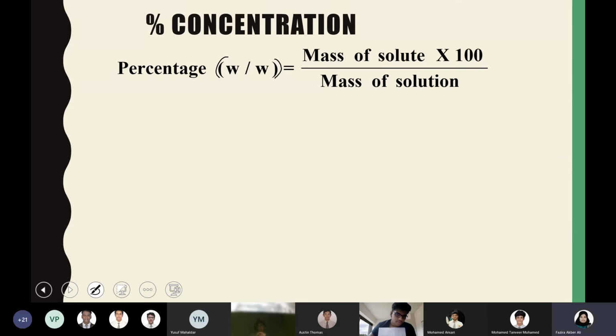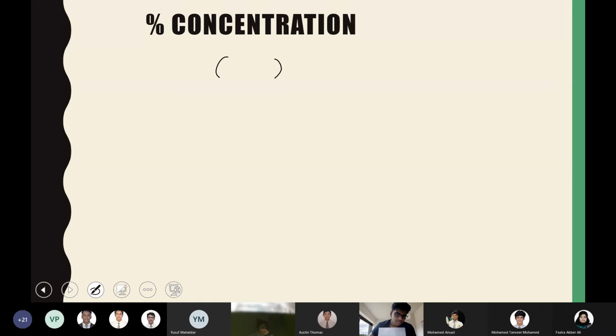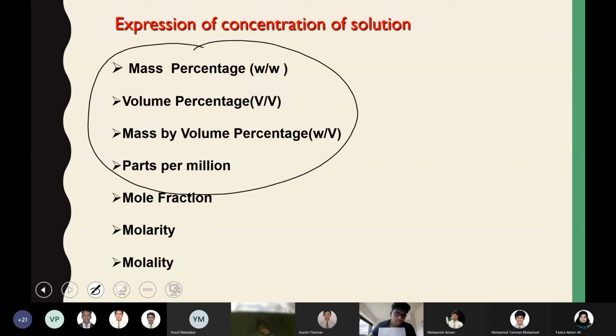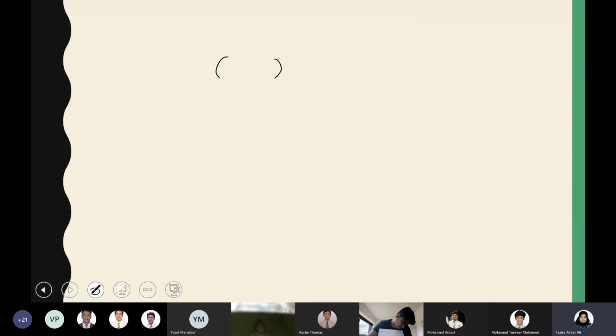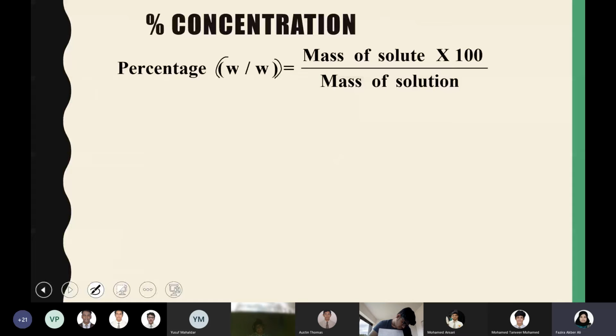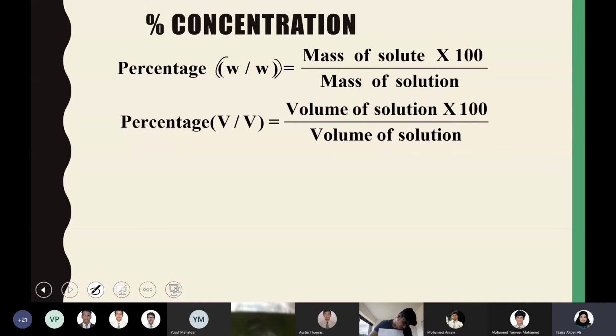Can you go to the previous slide? I think all this is repeated in the next slide, so it's better you write along with the equation rather than writing it first and then again writing along with the equation. Write this way: different ways of expressing concentration of the solution. First one is mass percentage and write the equation. Second one is volume percentage.